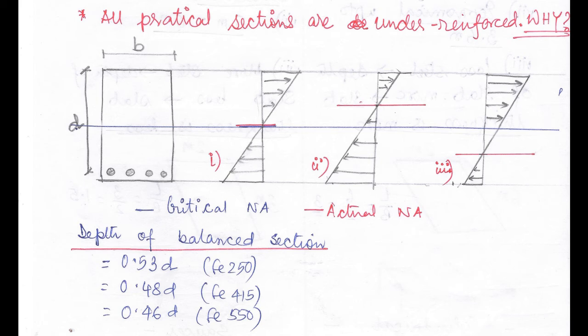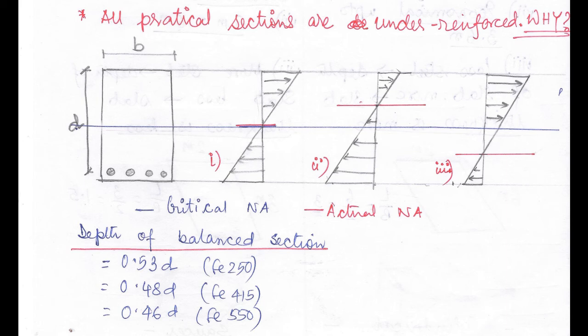This is the rectangular section of B and D, and you can see the steel reinforcement over here. The first diagram shows the balanced section, correct? Now the blue line shows the neutral axis. In case of a balanced section, the critical NA and the actual NA coincide, correct?